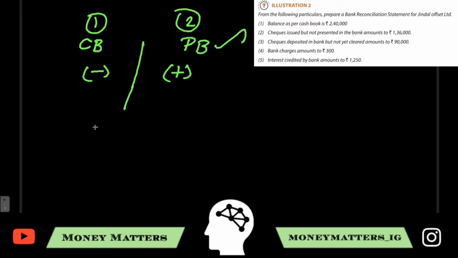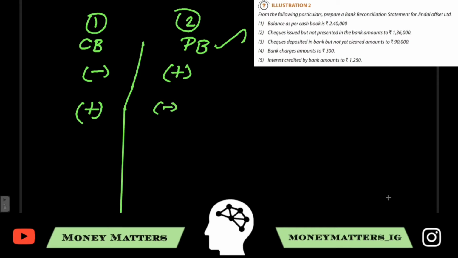Now, the second part says, check deposited in the bank but not yet cleared amounts to 90,000. Here, the firm is depositing a check to the bank. So when a firm is depositing the check, the cash book balance will show a greater balance. And as the check is not yet cleared, the passbook balance will remain same. So as compared to the cash book balance, the passbook balance will reduce.